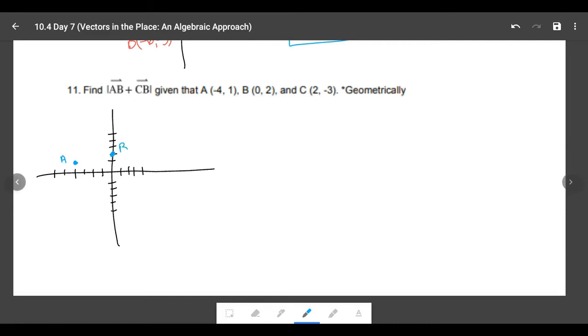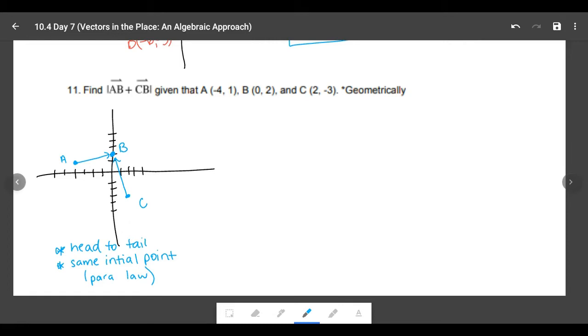So we have that vector. And then we have CB. So what we need to do is we need to add these two vectors together. Well, quick side note, remember that in order to add vectors together, they must either be head to tail or they must have the same initial points. That way we can do the parallelogram law.